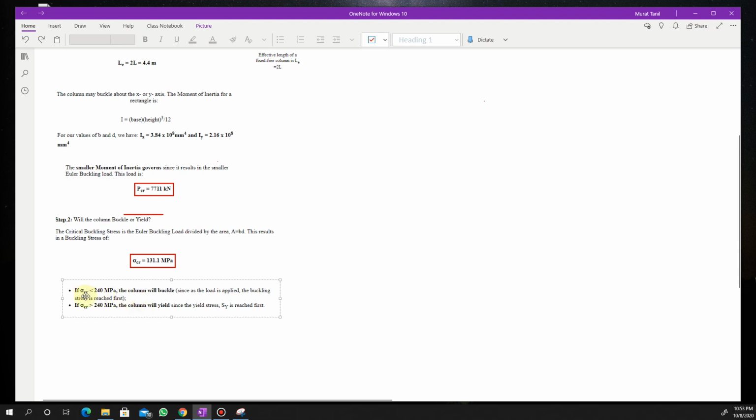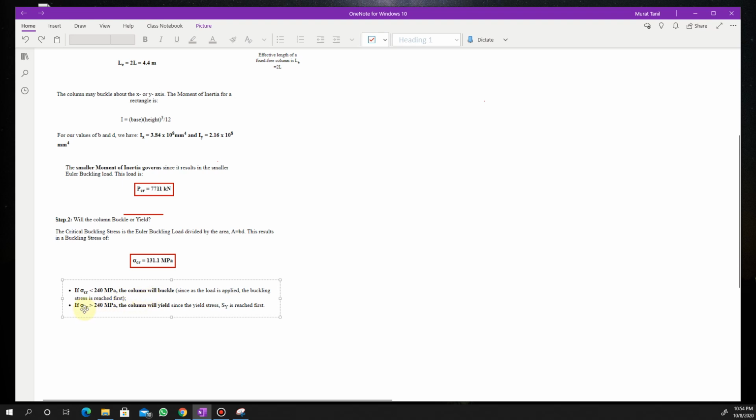So in the first scenario, if the critical stress is less than 240 megapascal, the column will buckle, since as the load is applied, the buckling stress is reached first. So let's look at it this way. If I have 131.1 megapascal, if I already reach 131.1 megapascal during the experiment, let's say we are loading this column, is it going to buckle? Yes. Before it reaches 240 megapascal, before it yields.